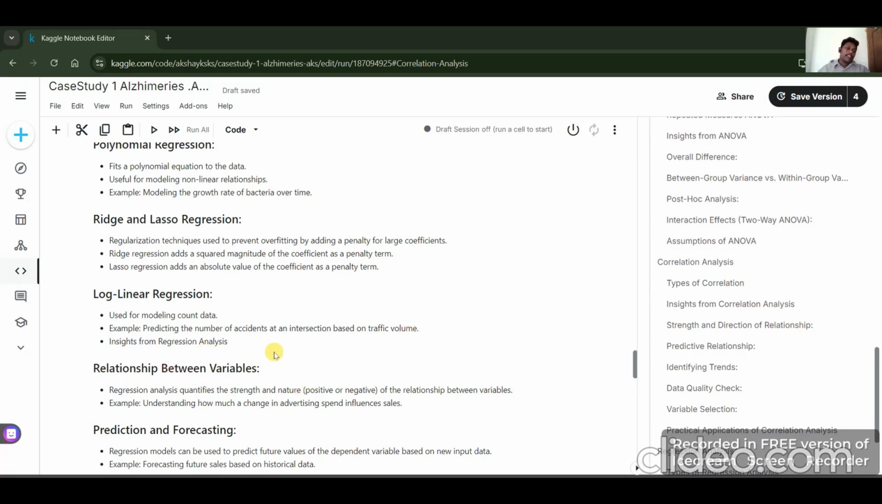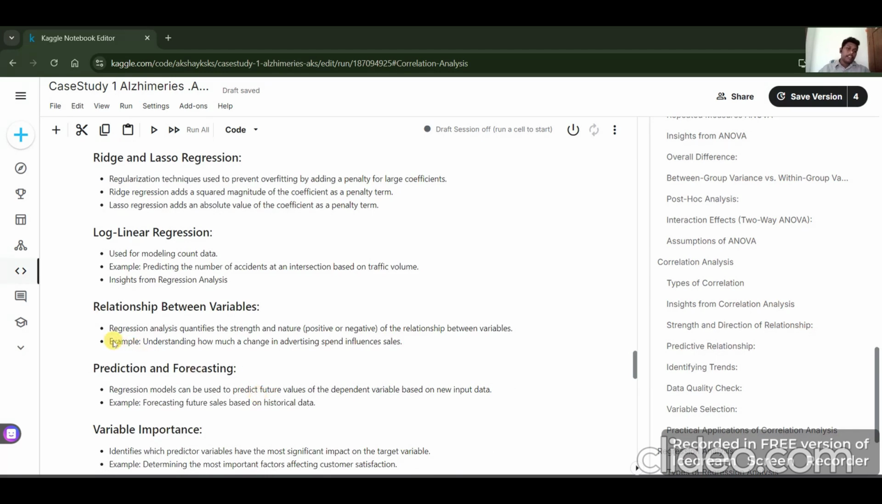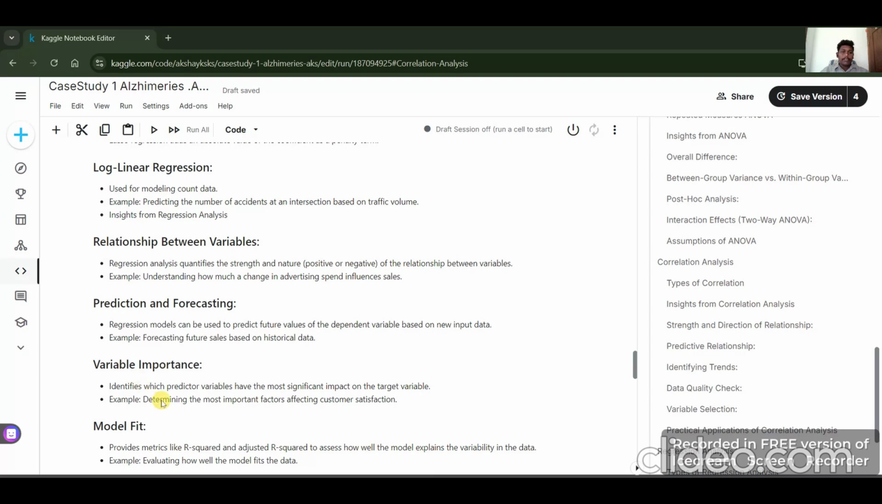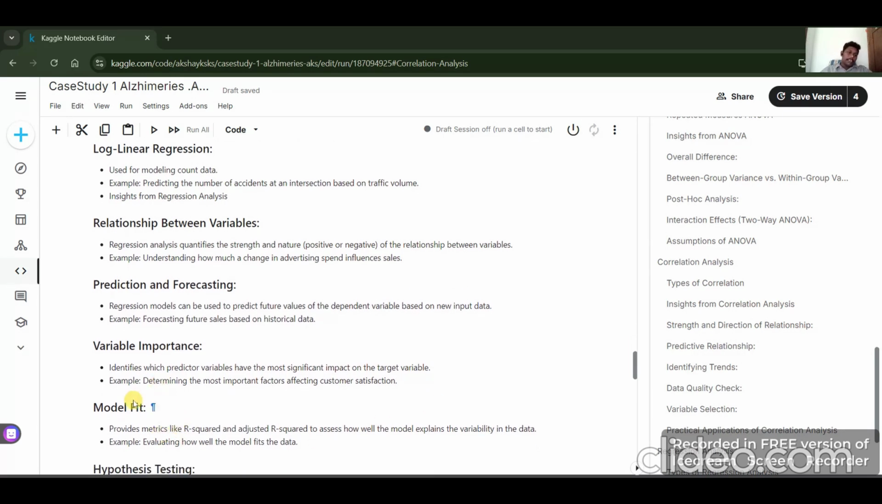Insights from regression analysis: relationship between variables. Regression analysis quantifies the strength and nature of the relationship between variables. Example: understanding how much a change in advertising spending influences sales. Prediction and forecasting: for example, forecasting sales based on historical data. Variable importance: identify which predictor variables have the most significant impact on the target variable. Example: determining the most important factor affecting customer satisfaction.